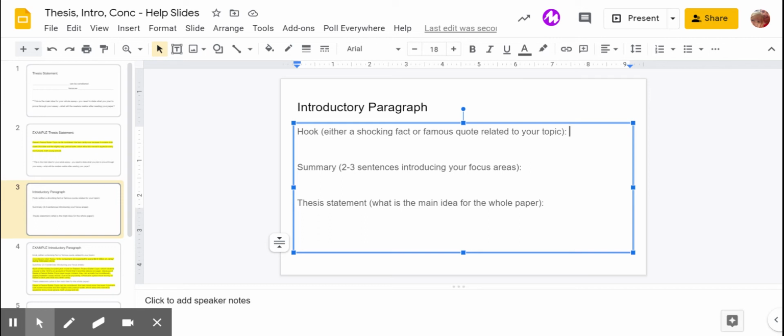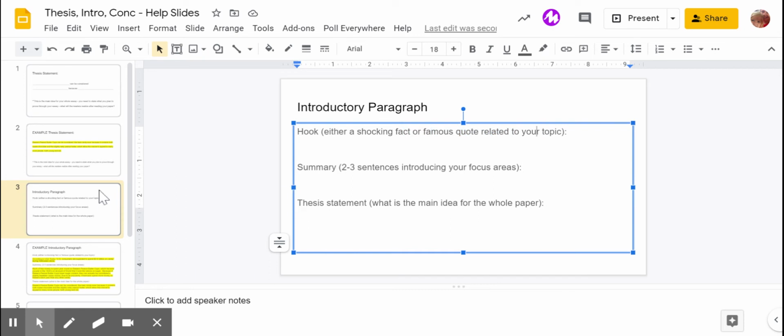throughout the Holocaust, over 6 million Jews were murdered as Adolf Hitler and the Nazis tried to eliminate the Jewish population, or something like that. So you can just include a shocking fact. And this can be something that you just look up online. You do not have to cite this one. I'm not going to make you do that. All right. So the hook, shocking fact or famous quote related to your topic.